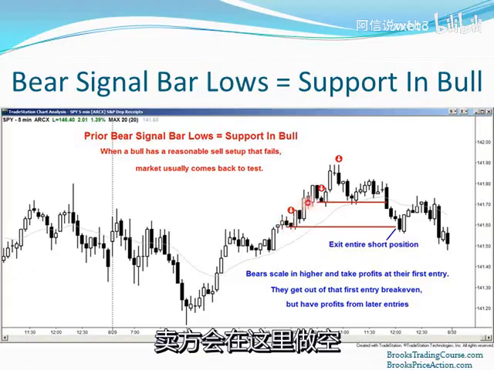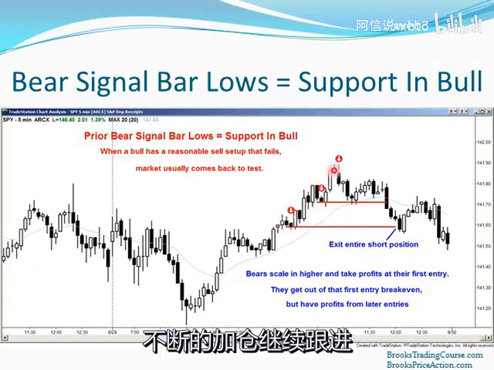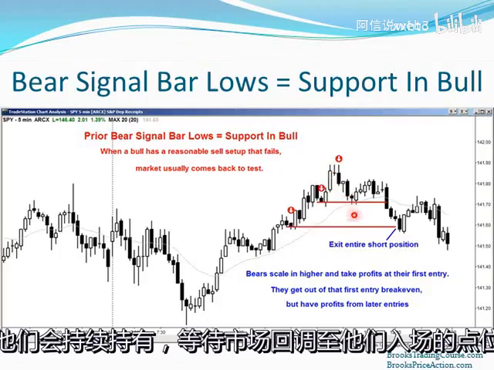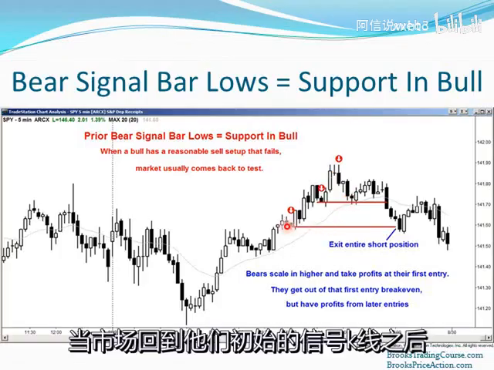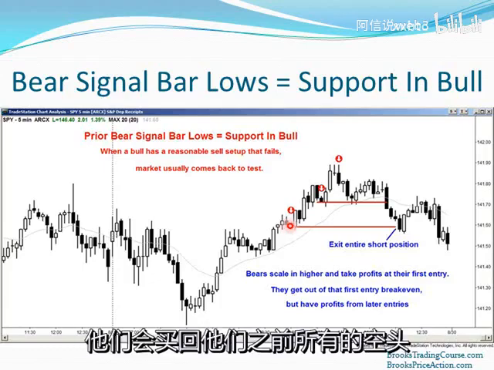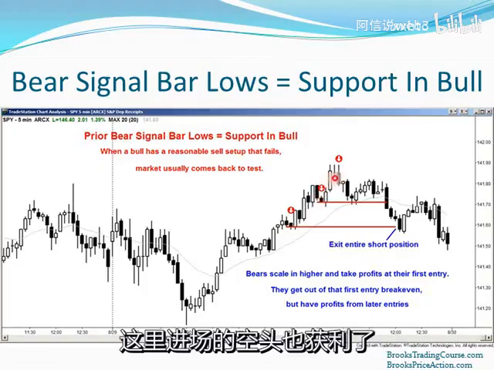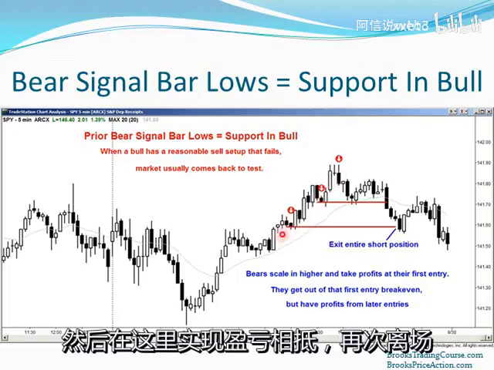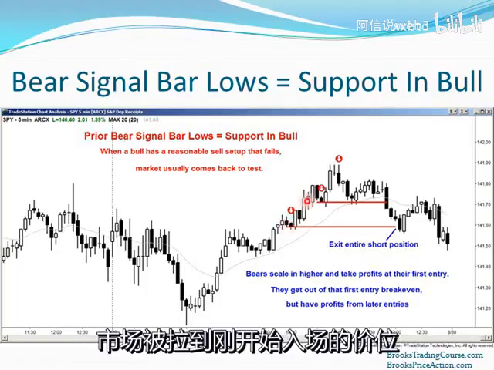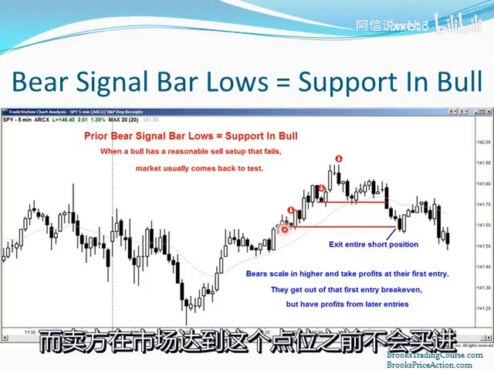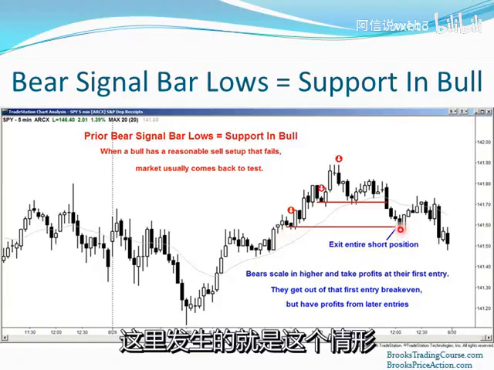Bears will short here, they'll scale in higher, they'll add on here, they'll add on here, and they'll hold until the market gets back down to their original signal. Once it's in the area of their original signal, they buy back all of their shorts. They take profits on the shorts from here, they take profits on the shorts from here, and they get out at break even here. So the market is drawn down to this price level, and the bears are not going to buy back their shorts until it gets here, and that's what happened here.